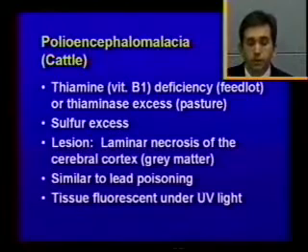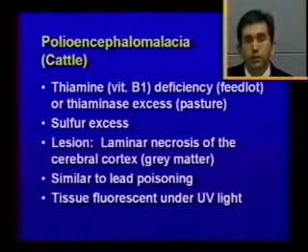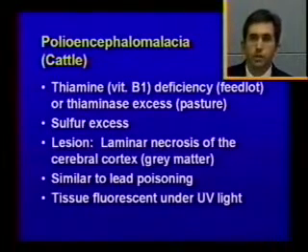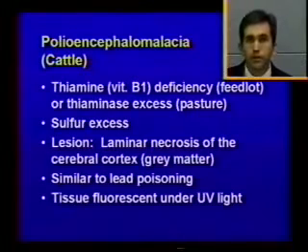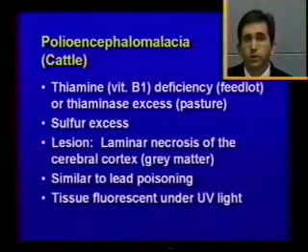The lesion that we see is a laminar necrosis, in other words, a necrosis that is almost linear. It follows the curvature of the brain and is present in the gray matter. This is the outermost part of the cerebral cortex. And this laminar necrosis results in thinning because of the loss of tissue. It's very similar to what we see in lead poisoning, which also causes laminar necrosis of the gray matter.